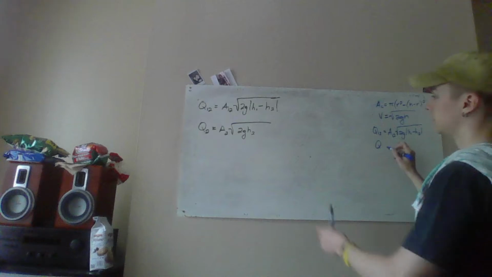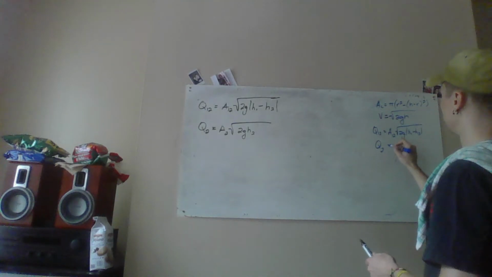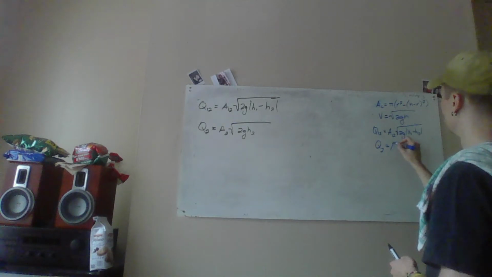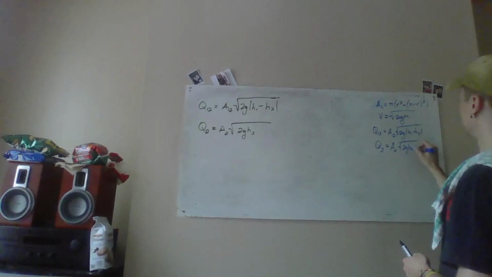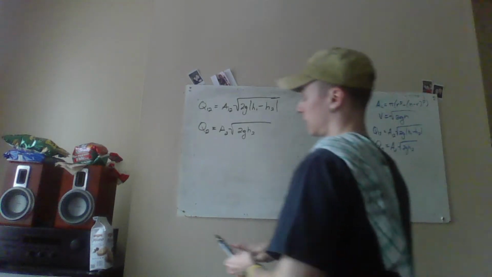And then the flow out of tank 2 is equal to the area of tank 2 times the square root of 2 times acceleration due to gravity times the height of the fluid in tank 2.